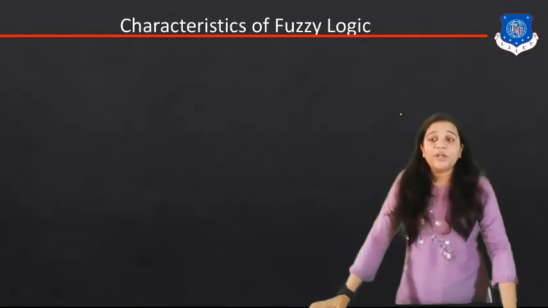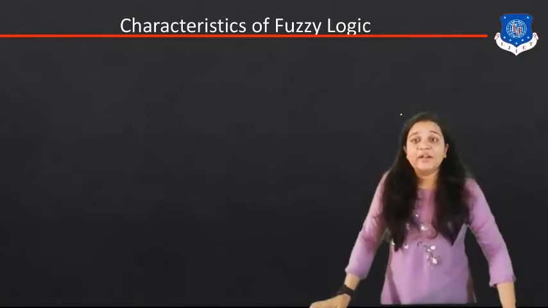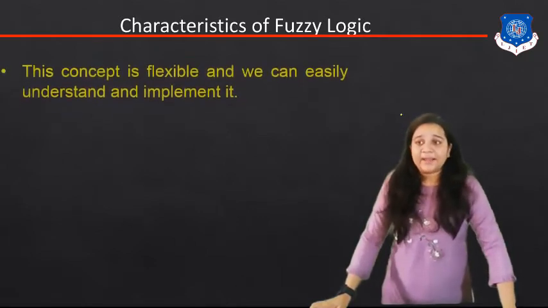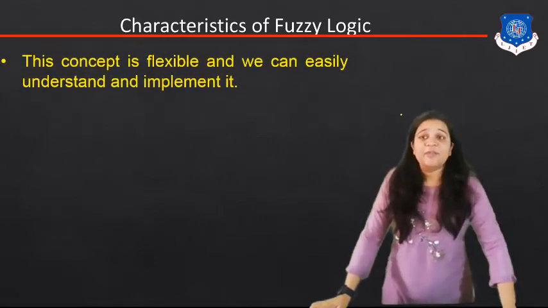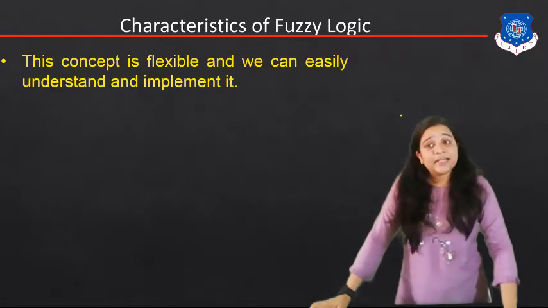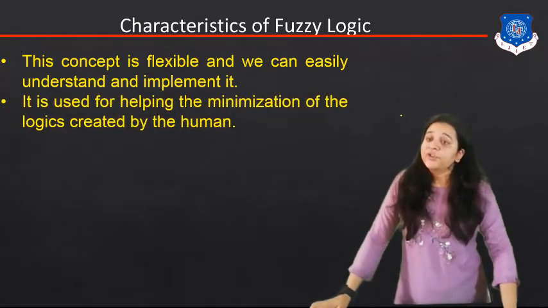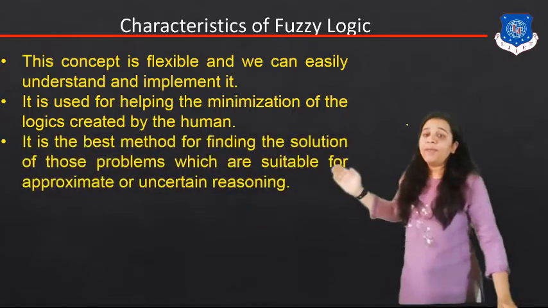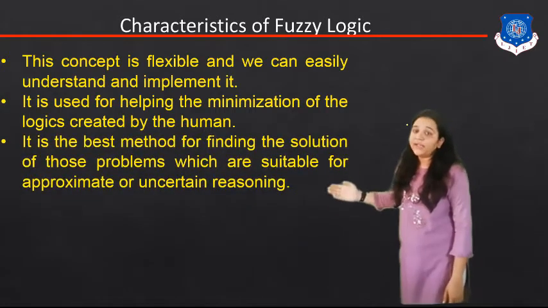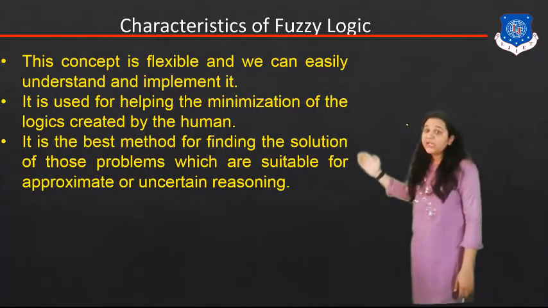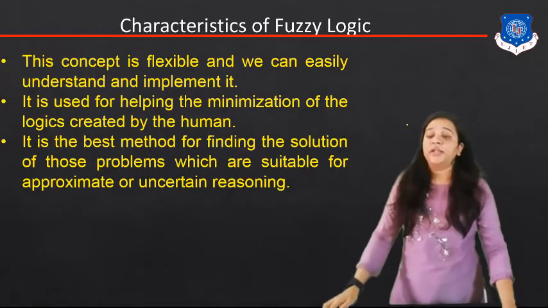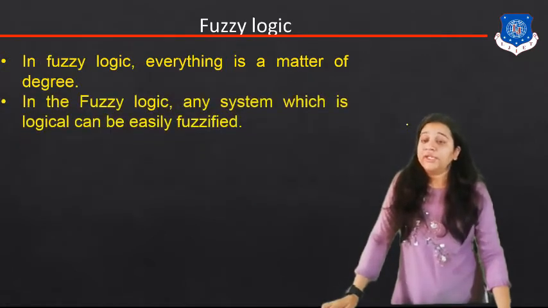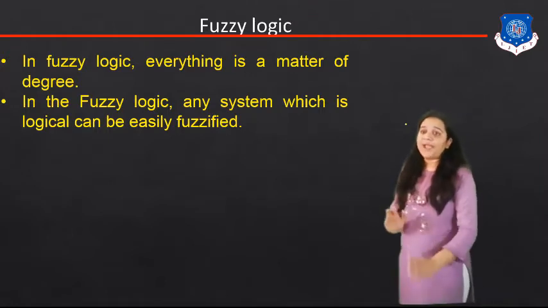So depending upon the output, we have defined the fuzzy logic with different characteristics. This concept is flexible and we can easily understand and implement it. It is used for helping the minimization of the logics created by humans. It is the best method for finding the solution of those problems which are not suitable for approximating or uncertain reasoning. So in fuzzy logic, everything is a matter of degree.